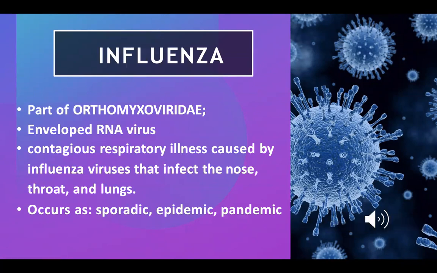Okay, so influenza viruses are part of the Orthomyxoviridae family of viruses. They're, of course, enveloped with RNA in their genome. They can cause contagious respiratory illnesses, usually affecting the nose, the throat, and the lungs. So technically, upper respiratory tract. However, they can cause lower respiratory tract infections and other disseminated forms as well. It can occur sporadically. It can occur as an epidemic and, of course, as a pandemic.